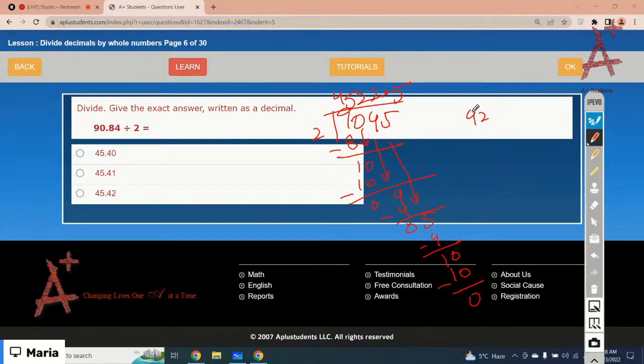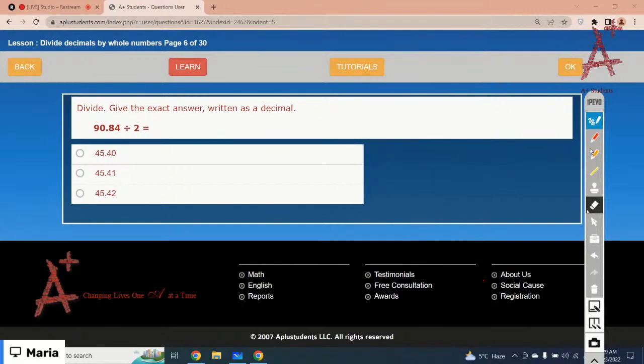Wait, let me just check. 2 times 4 is 8, remainder 1. 2 times 5 is 10, 0. Bring 4 down. 2 times 2 is 4. Okay, sorry, I made a mistake. Let me do it again. Using the eraser is very difficult. Let's just do it again.